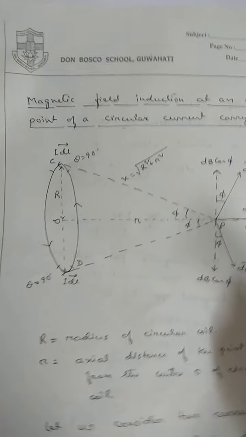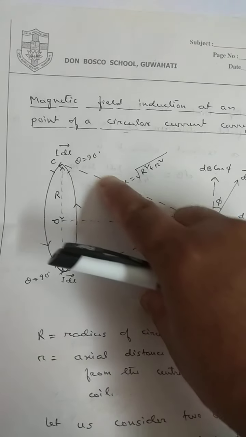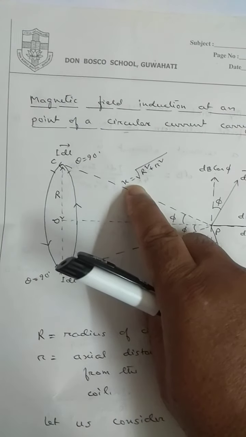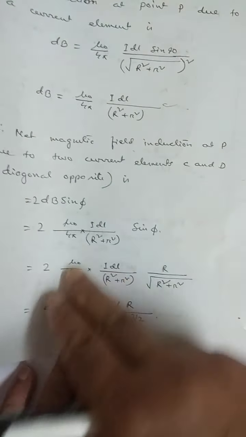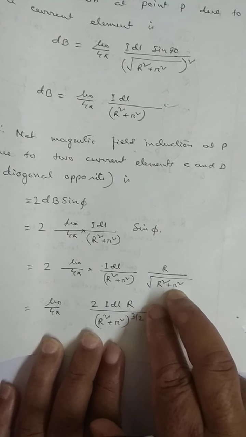You just see, this is phi. You take this right angle triangle. This is perpendicular, this is base, this is hypotenuse. What is sin phi? It is perpendicular by hypotenuse. Therefore, the value of sin phi is equal to capital R divided by square root of capital R square plus small r square.